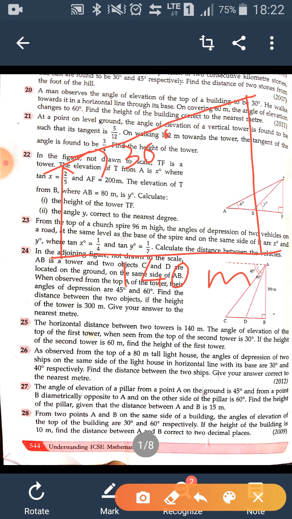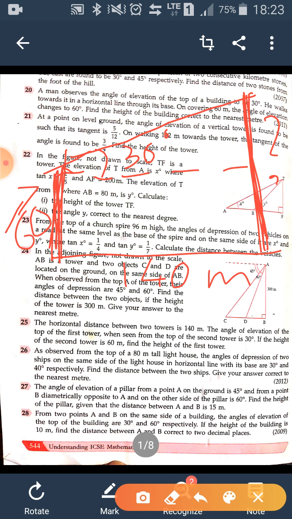Okay, when you see the top of the first tower from the top of the second tower, means right now you are at the top of the second tower. Understood? The angle which you make is 30 degree, means this angle which you see is 30 degree. And then what else? If the height of the second tower is 60 meter, means this one is 60. Find the height of the first tower, means they're asking you this one. There's a question mark over it.